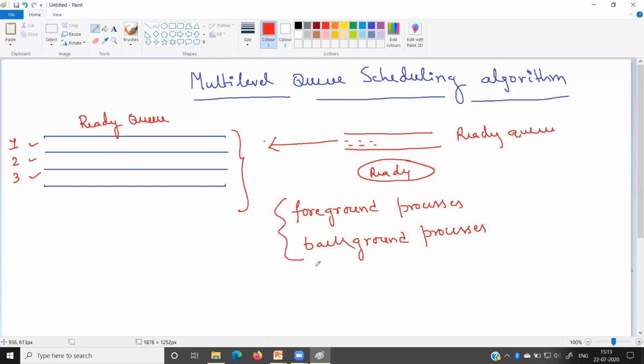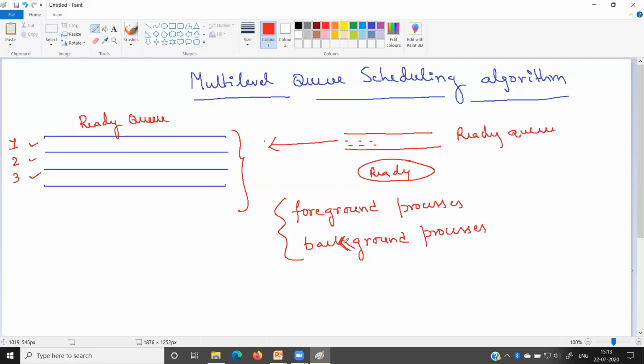So these are the two different classes of the process. Fine. So which processes are called the foreground processes? Those processes with which the user can interact are called foreground processes. But the set of processes which run at the back, which execute in the background to complete or to help the execution of the foreground processes, are called the background processes.